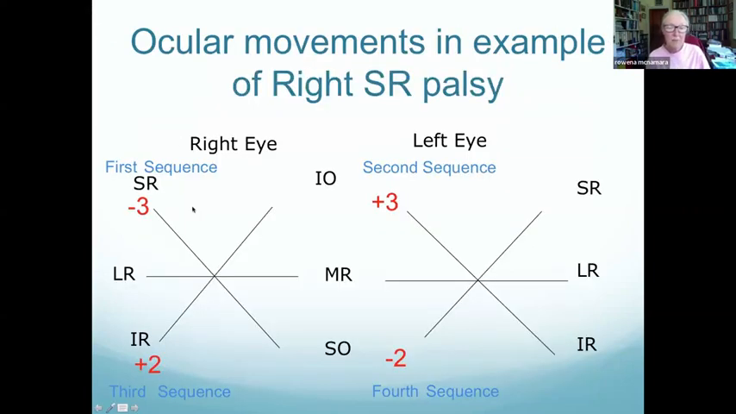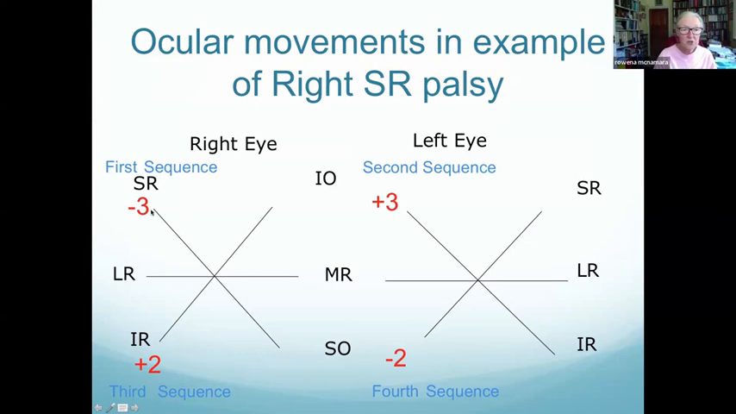So to transfer the weakness of the superior rectus onto our diagram, we've got the schematic diagram here, and I've put on the first, second, third, and fourth stages of the muscle sequence so that you can apply the rules that we looked at with the lateral rectus. We want to now apply them to the vertical recti.